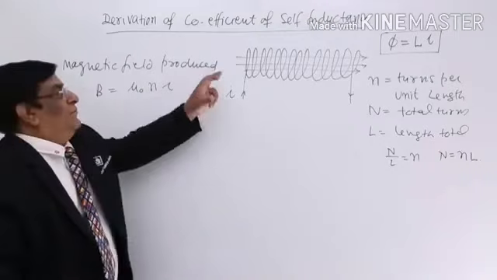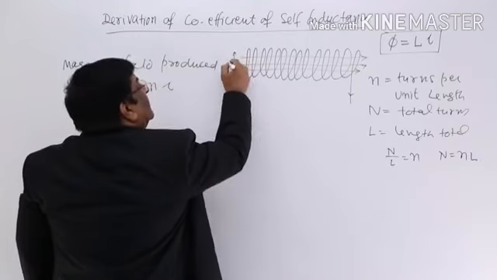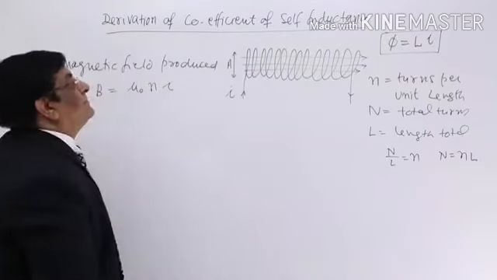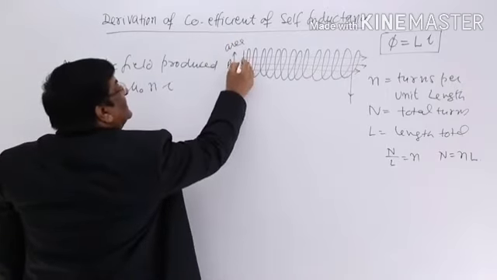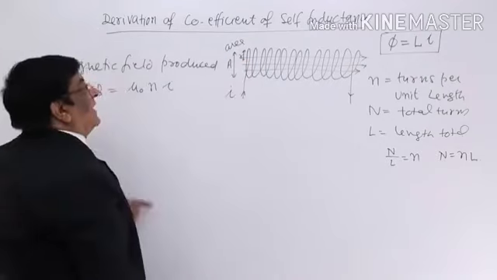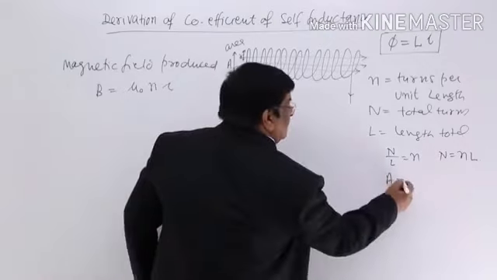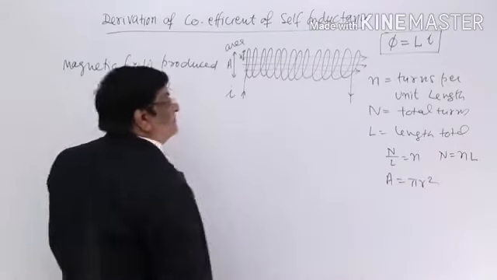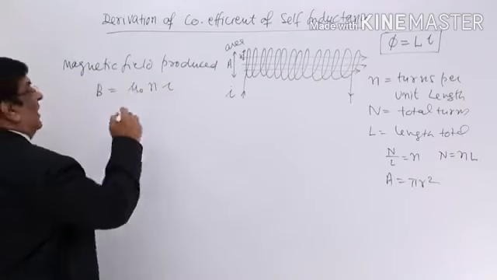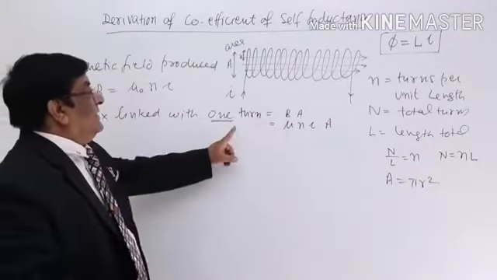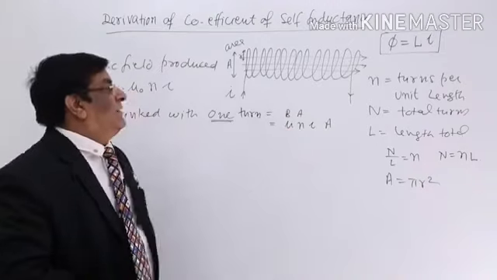This coil has got a cross section area equal to A. We can say the radius is R, but the area is A. We know that area A is equal to pi r square. Now, what will be the flux linked with one coil? With one turn, the flux linkage is magnetic field B multiplied by area. This is one turn.